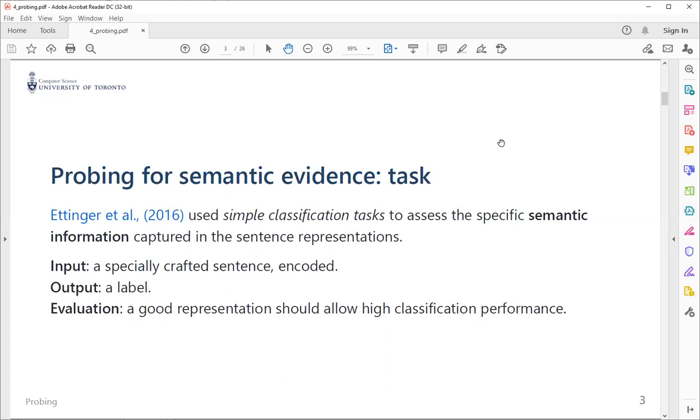kept unchanged. And in this 2016 paper, they want to query whether this large model contains some specific semantic information. So they input a specially crafted sentence encoded by, for example, an LSTM, and they want the model to predict a label. And if this sentence representation is good, then this should allow high classification performance. Otherwise not.